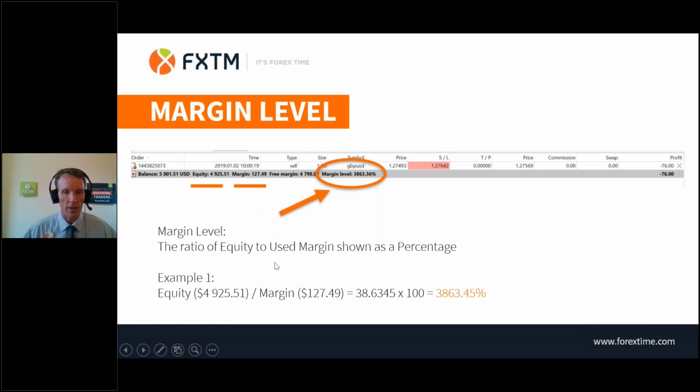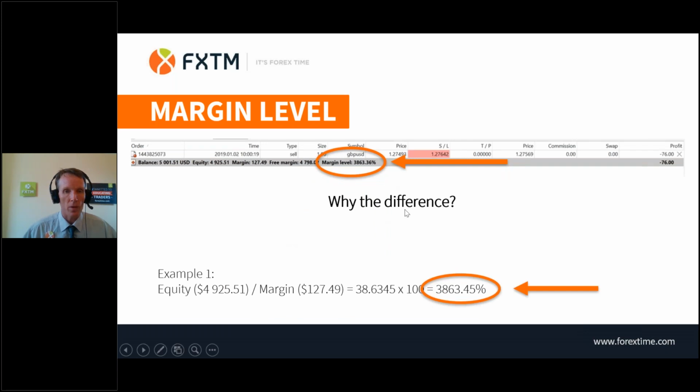I'm going to talk about that now. And the margin in that case is 127.49, and there's actually more digits. It only shows 2 there. And you work that out as a percentage. Divided by 100, it gives you 3,663. So you've got enough space there. Your risk management in this case is very, very good.